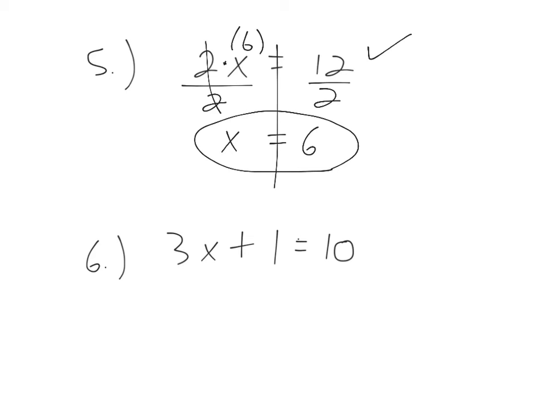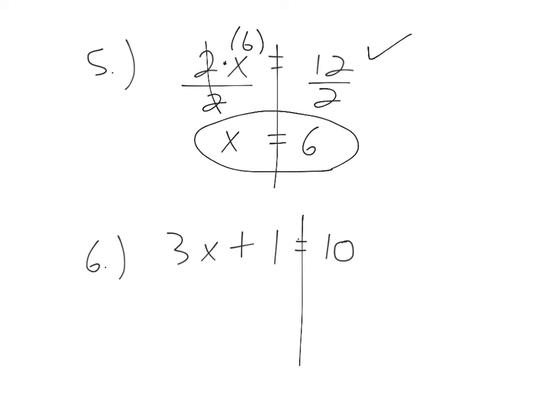Number 6 is a little bit trickier. There's a little bit more involved here. We're going to need 2 steps to solve this one. When we're solving a 2-step equation, the first thing we do is see if we need to add or subtract to get rid of a constant first. So in this case, that positive 1 is the first thing we have to deal with.